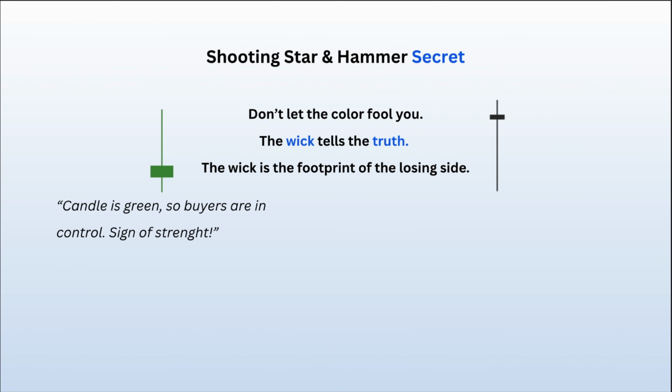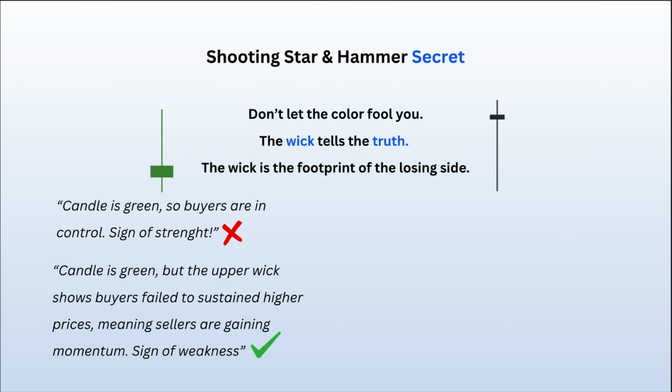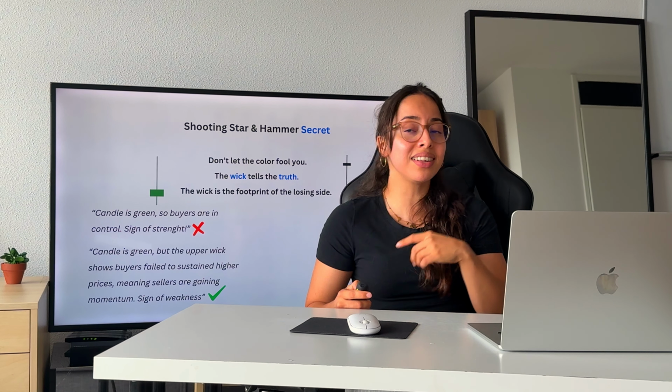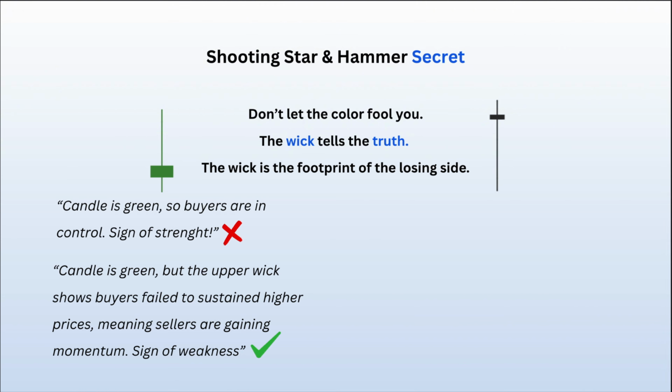Oftentimes, people are going to think, hey, this candle is green, so the buyers are in control, so it must be a sign of strength. No. Yes, the candle might be green, but the upper wick is showing us that the buyers failed to sustain higher prices, meaning the sellers are gaining momentum. Therefore, it's not a sign of strength, guys. It's a sign of weakness, which means that in the other scenario, it's the same thing.